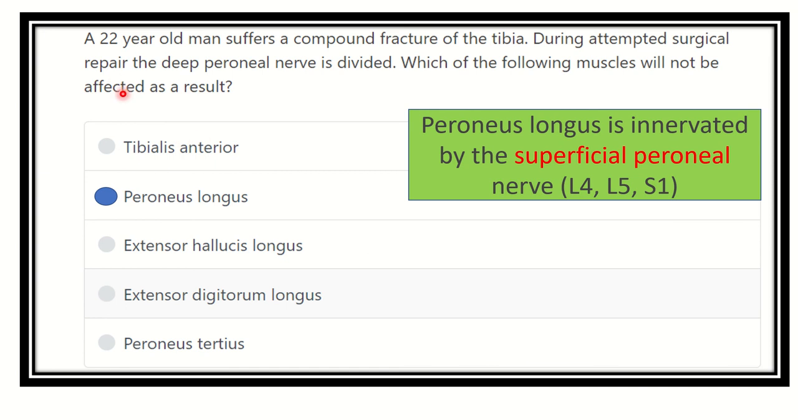So you can see here the options. The peroneus longus, we read it, is present in the lateral compartment of the leg, and it is supplied by the superficial peroneal nerve. And superficial peroneal nerve root value is lumbar 4, lumbar 5, sacral 1.